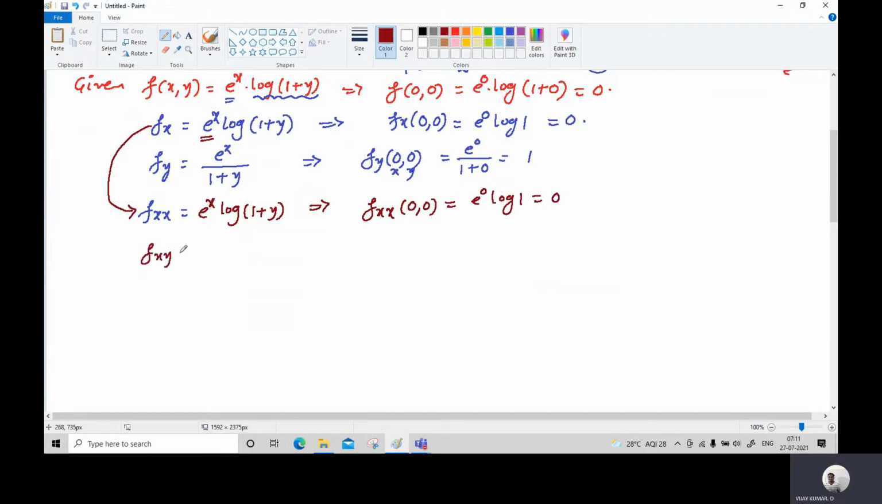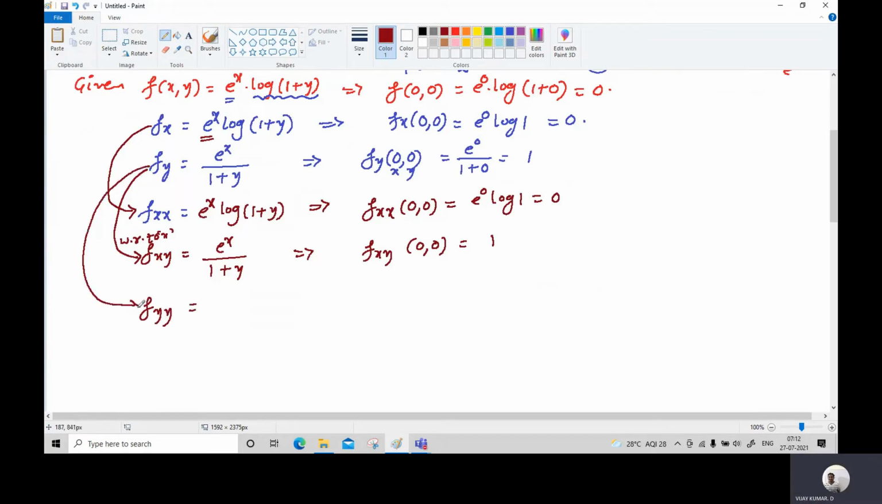Next, f suffix xy. It means partial differentiation of f with respect to y and x. Look at this term. For this, we have to take the partial derivative with respect to x. So you will get e power x by 1 plus y. If you take another derivative with respect to x, you will get only e power x. 1 by 1 plus y is the constant term. Replace the point. fxy at origin is e power 0 by 1 plus 0. It would be 1.